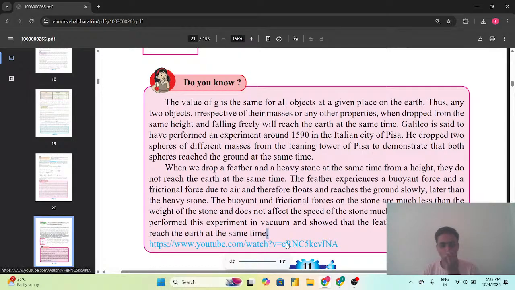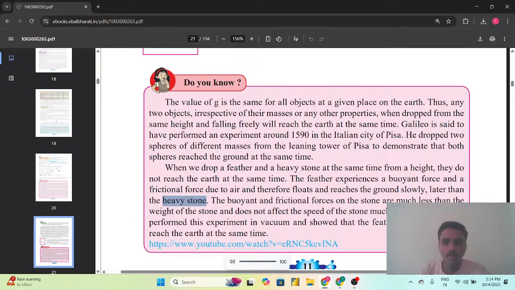So, if we throw two objects of different masses, here the two objects taken are the lightweight feather and the heavy stone. If we are dropping both the lightweight feather and the heavy stone at the same time from the same location, we experience that both are reaching the ground at different times. This is because the force of buoyancy acting on the feather is much higher as compared to the heavy stone. So the heavy stone reaches the ground before the feather.